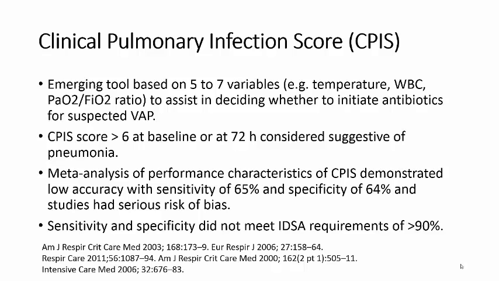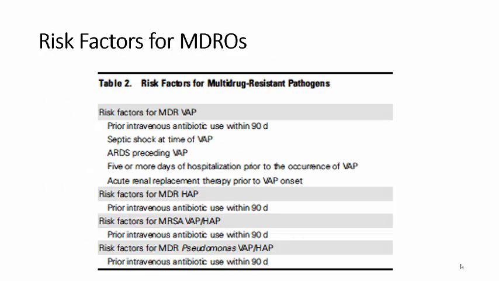So literally, we don't have good biomarker scores to use significantly to rule in disease at this point in time. To rule out, procalcitonin does play a role, but to rule in disease, we do not have a good tool at this point in time yet. So we just talked briefly about the risk factors for MDROs.